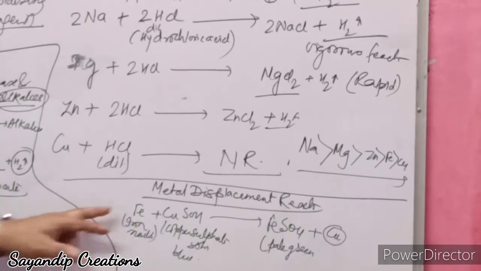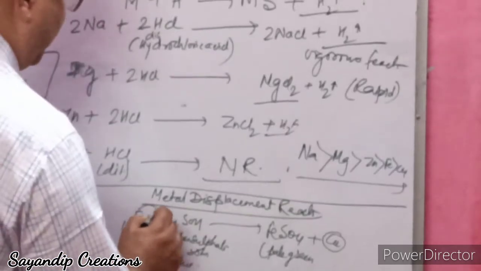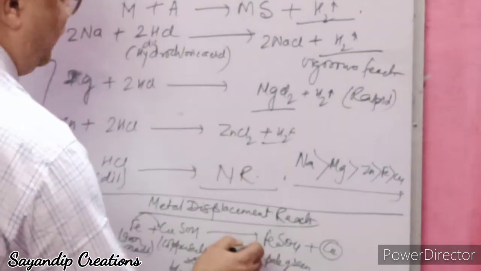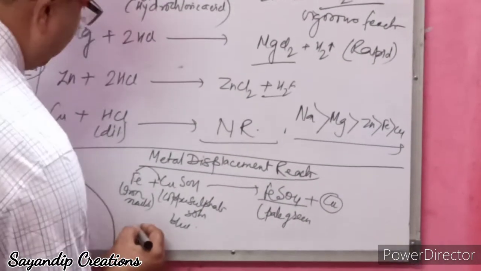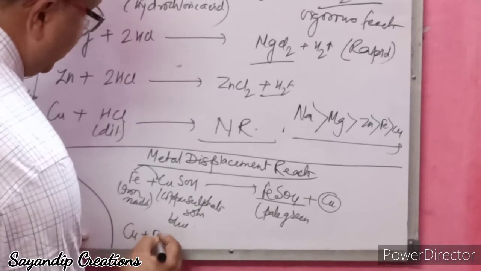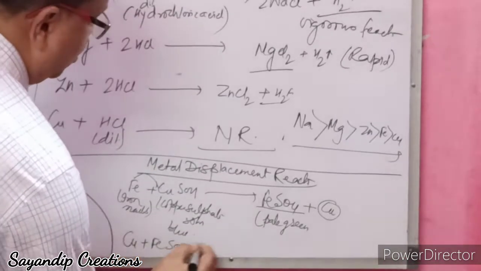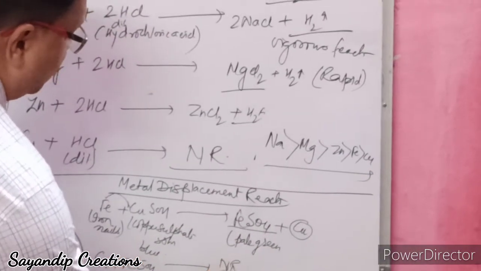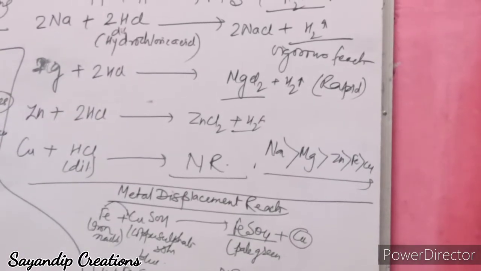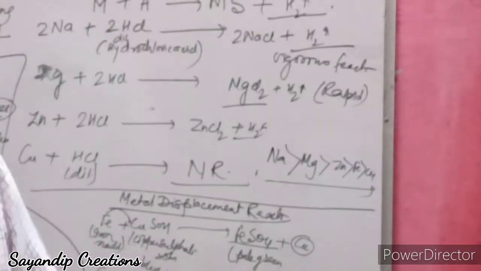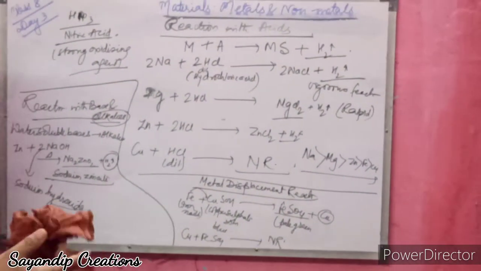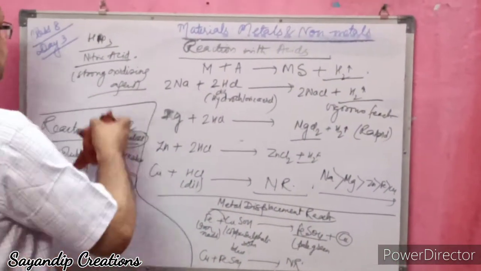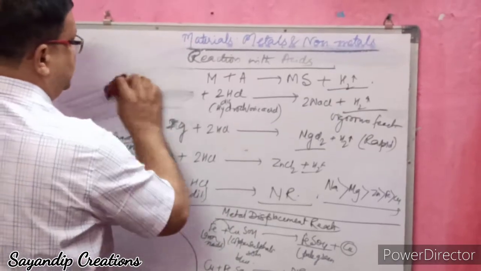So iron is more reactive than copper. It displaces copper from copper sulfate and forms FeSO4. But if you take the reverse reaction, Cu plus FeSO4, no reaction is possible. To discuss this, I will now tell you about the reactivity series.